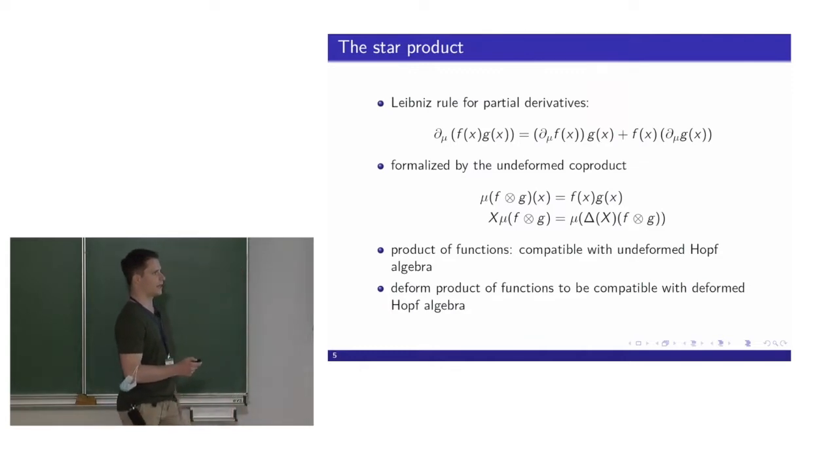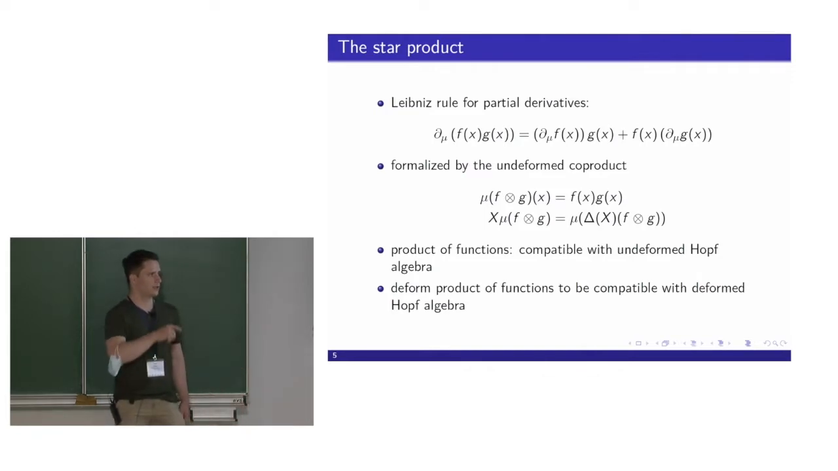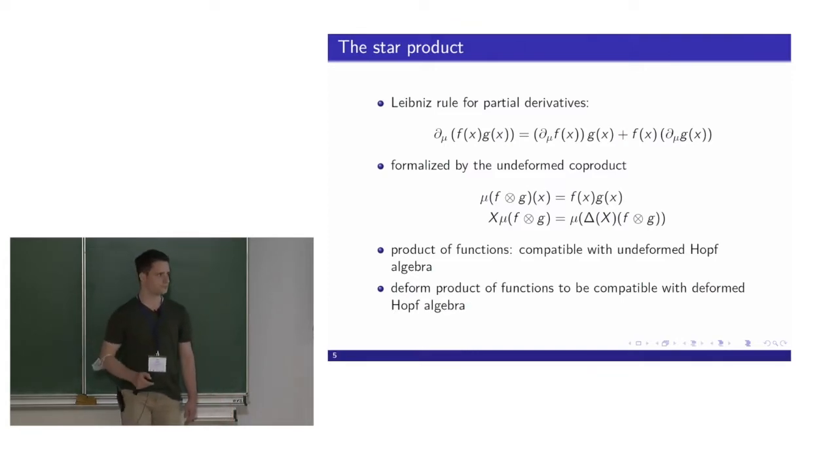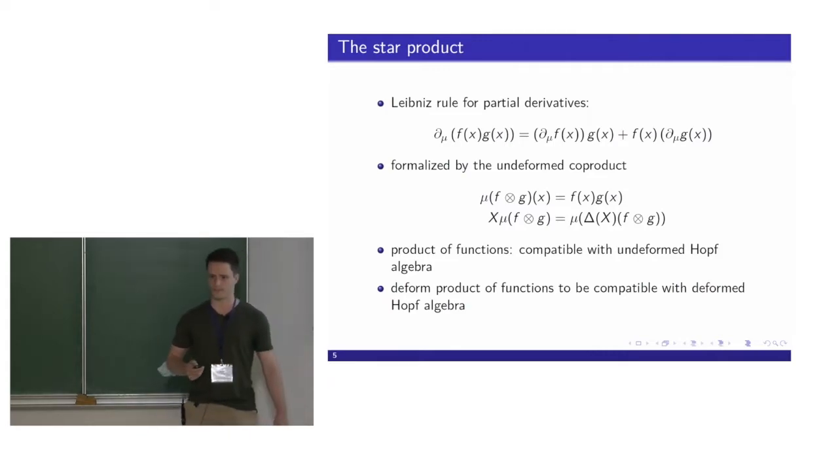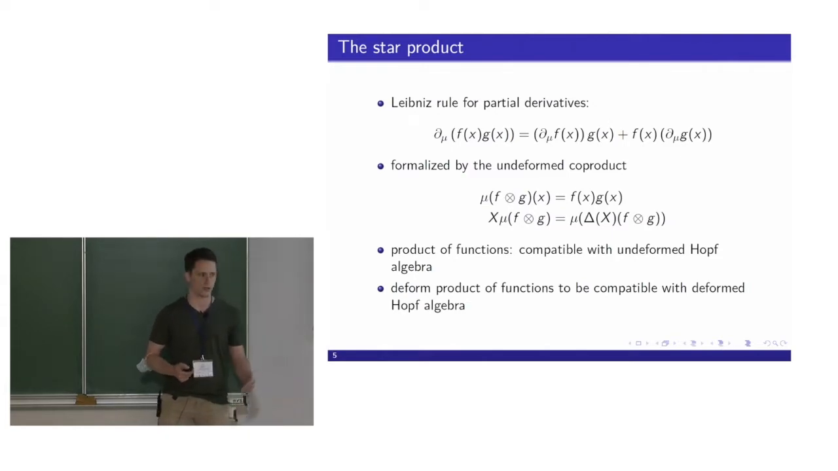And if we now act with an element of the Lie algebra, this capital X, on this pointwise product, this is realized as the coproduct of X acting on this tensor product of functions. So this somehow means that this product of functions is compatible with the undeformed Hopf algebra structure. But as I told you before, we want structures that are compatible with the twisted Hopf algebra structures instead of the untwisted ones.